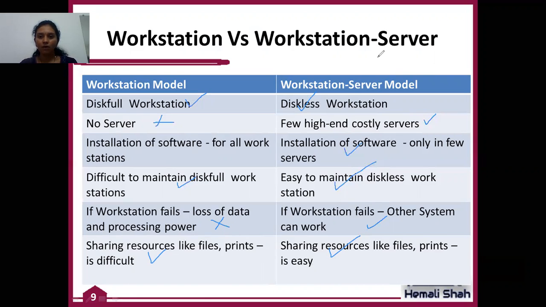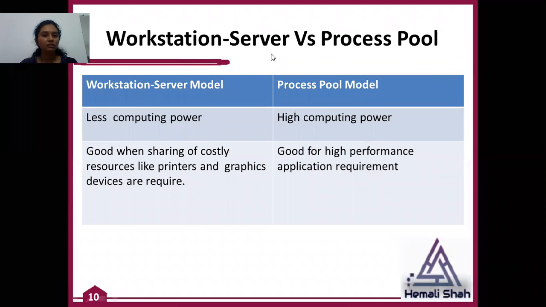Now next is the comparison of the workstation server model with the process pool model. Think about the computing power. Here the server has less computing power because you have different kinds of servers. You can only use a single server at a time, whereas in the process pool model the run server is responsible for utilizing the power of all the idle servers, and you can deliver your task very fast. So it is high computing. You will get high computing power if you are using the process pool model.